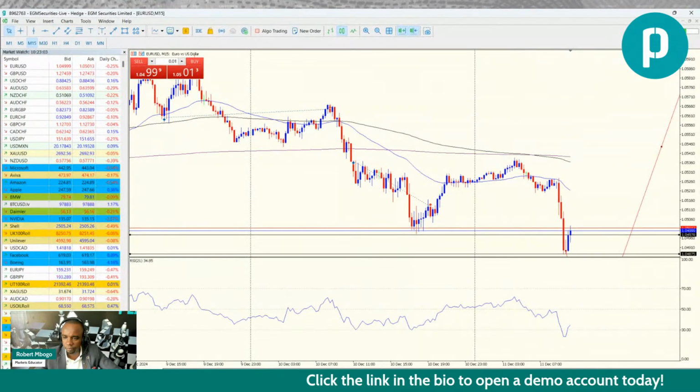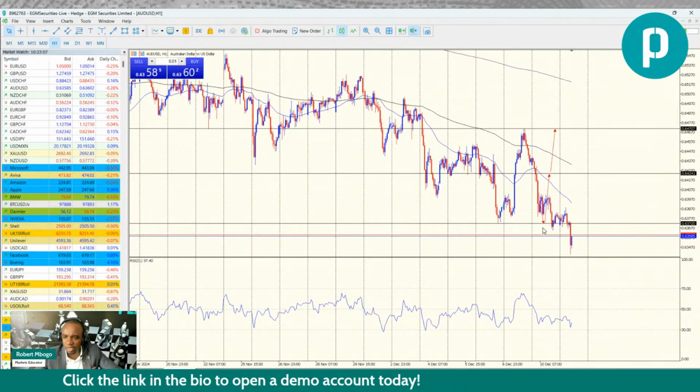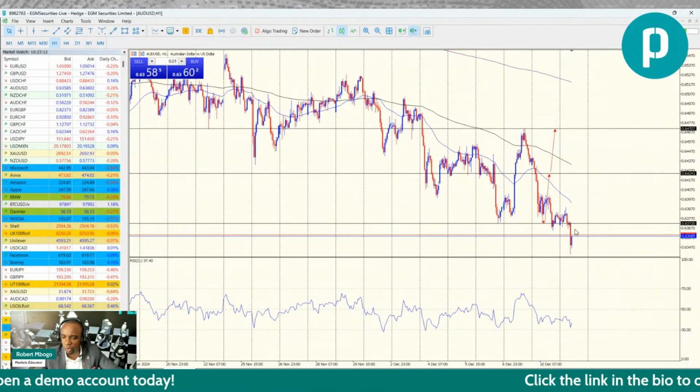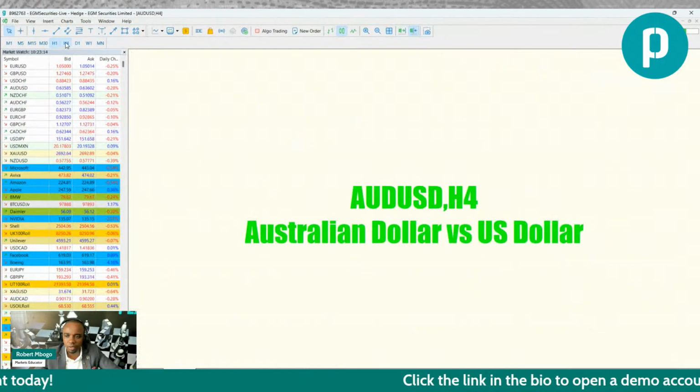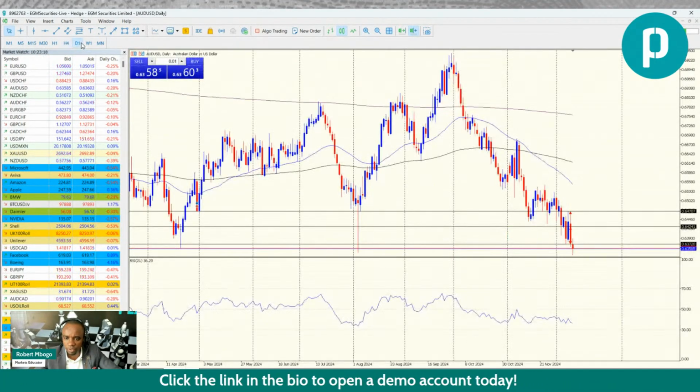AUD USD. On AUD USD, we're also looking at sells and then a bullish push. So clearly we can see this support didn't hold. And so, just like we are seeing on this particular trade, let's go to higher time frames.